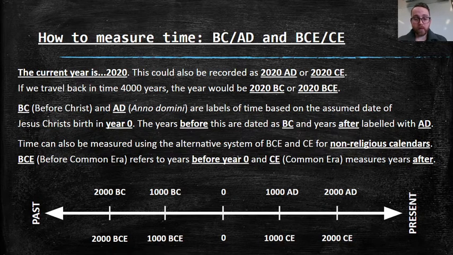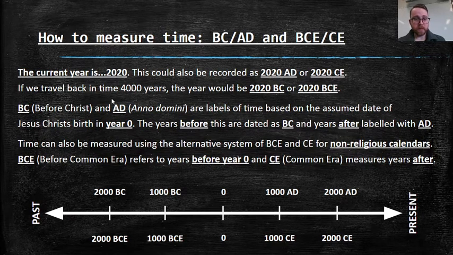So the years before this date of year 0, when Jesus was born, are dated as BC, and years after are labeled with AD. Now, throughout history, we've gotten, I suppose, less religious, and there are a lot of non-religious calendars. A lot of people who do not follow Christianity don't believe in Jesus Christ and his birth year. The only reason we're really talking about BC and AD is because that's how time was recorded in ancient history.